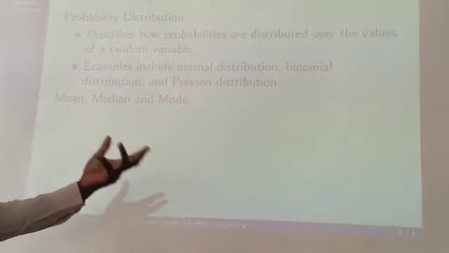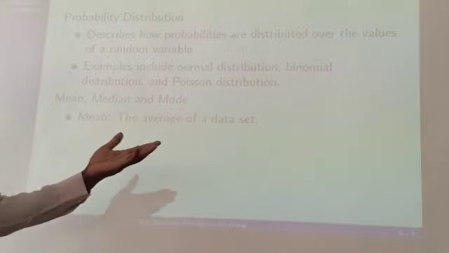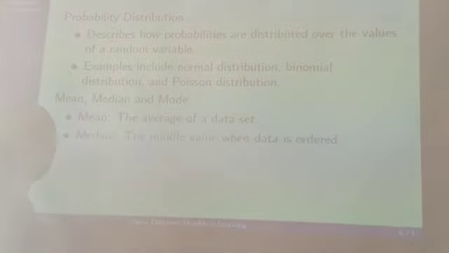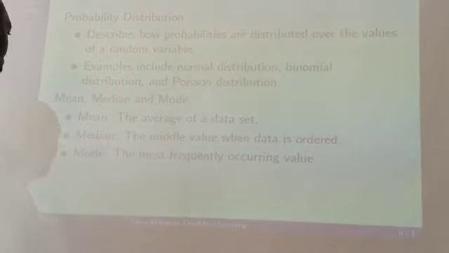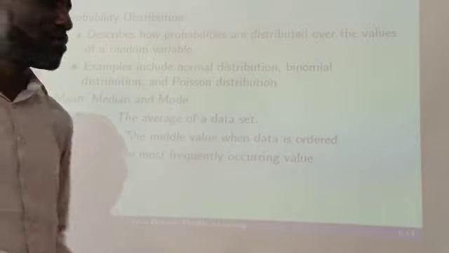Mean, median, and mode. This is descriptive statistics. Mean is the average of a data set. We all know this. Median is the middle value when data is ordered, and the mode is the most frequently occurring value, the value that occurs the highest number of times.